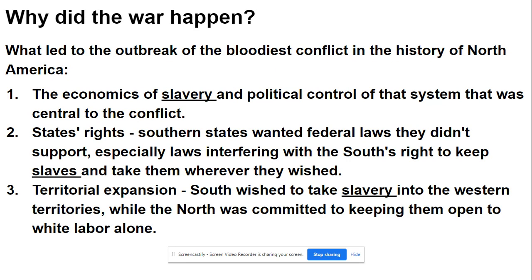Why did this war happen? What led to the outbreak of a war between the North and the South? There were three big reasons: economics, states' rights, and territorial expansion. But if you look closely, you'll notice there's a big theme that falls within all three of those reasons. That is slaves and the institution of slavery. The war was fought about the economics and political control of this institution.